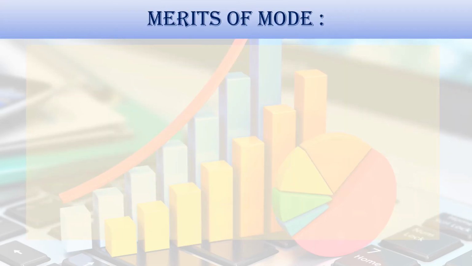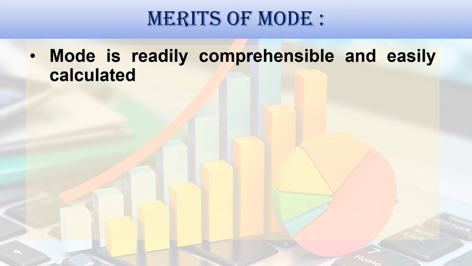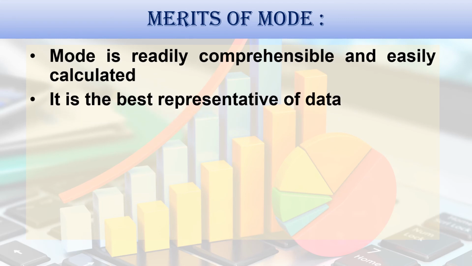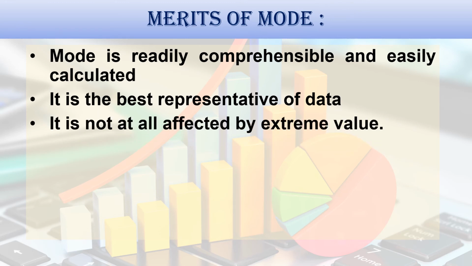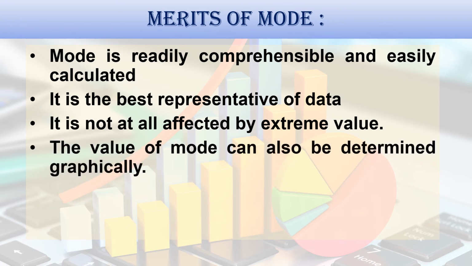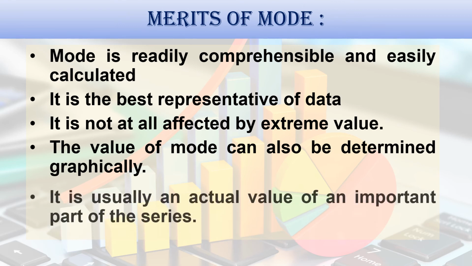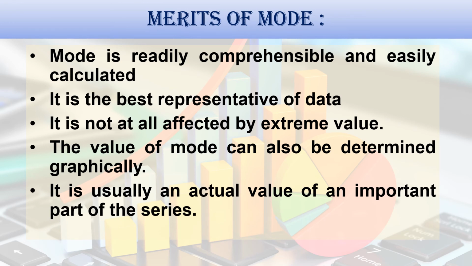So what are the merits of identifying mode? Mode is readily comprehensible and easily calculated. It is the best representative of data, and it is not at all affected by extreme values because, as we know, the highest frequency is the representing mode of the given data. The value of mode can also be determined graphically. When we put it on the graph, the peak value will be the mode of the data. It is usually an actual value of an important part of the series.